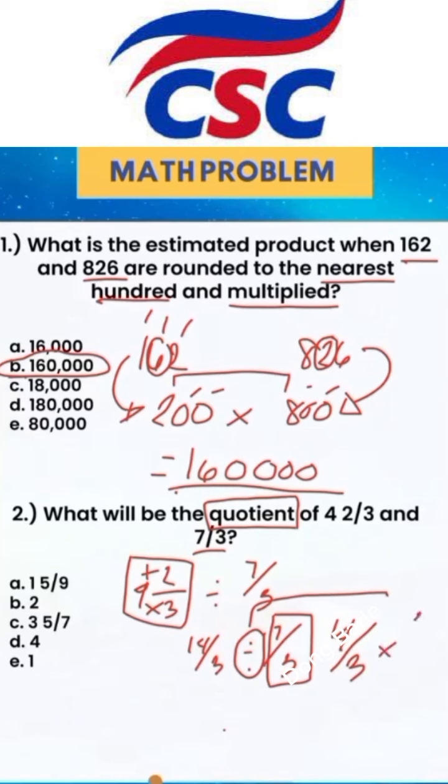So, 3, 7. Okay. So, dito, cancel lang natin yung 3. Cancel natin yung 3. So, yun po yung shortcut. At ang maiwan is 14 over 7. So, 14 divided by 7 is equal to 2. So, ito na po yung sagot, letter B.